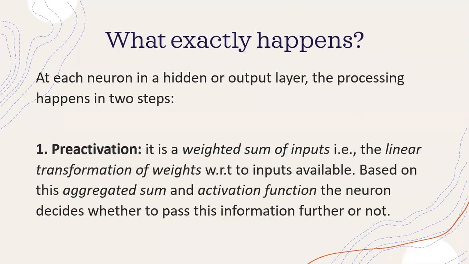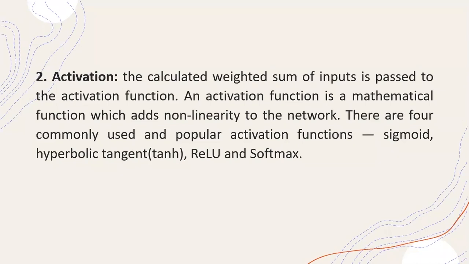What exactly happens in this phenomenon of forward propagation? There are two main processes that take place. One is the pre-activation and the other is the activation. In pre-activation, we are basically calculating the formula y equals wx plus b, which is called the weighted sum of inputs. In the activation process, we are passing this calculated weighted sum of inputs to an activation function.